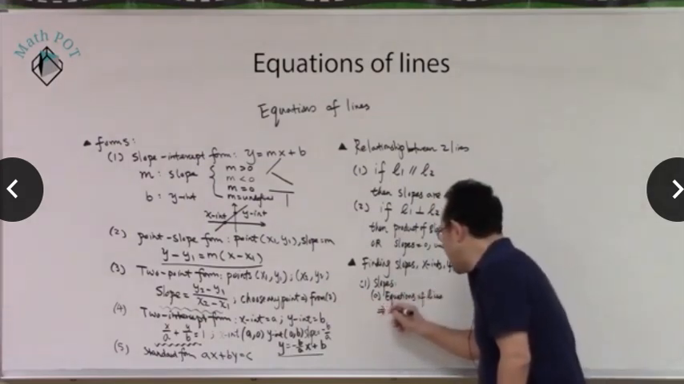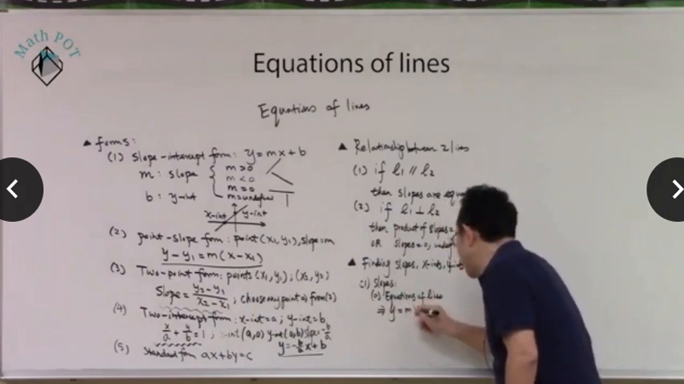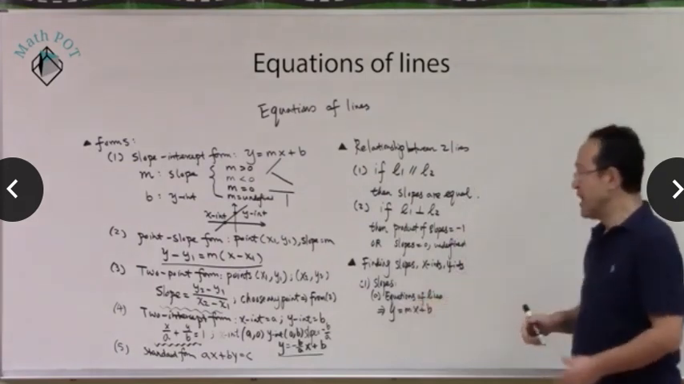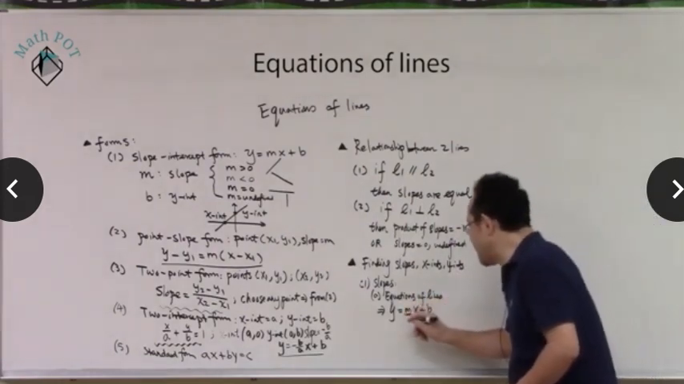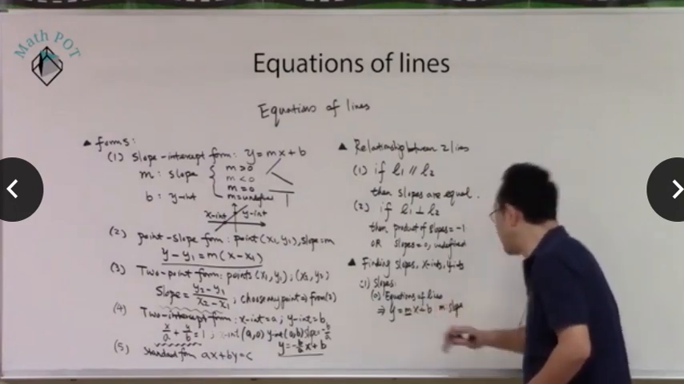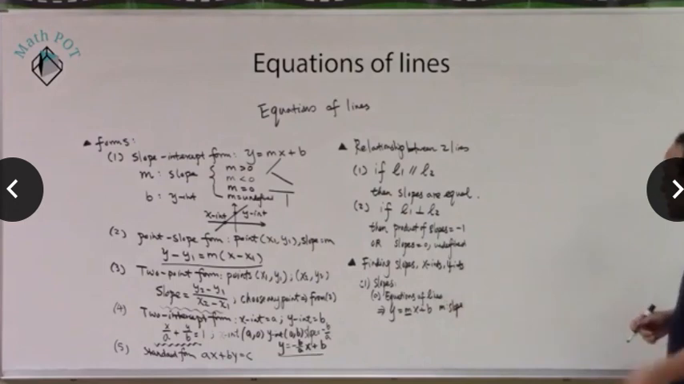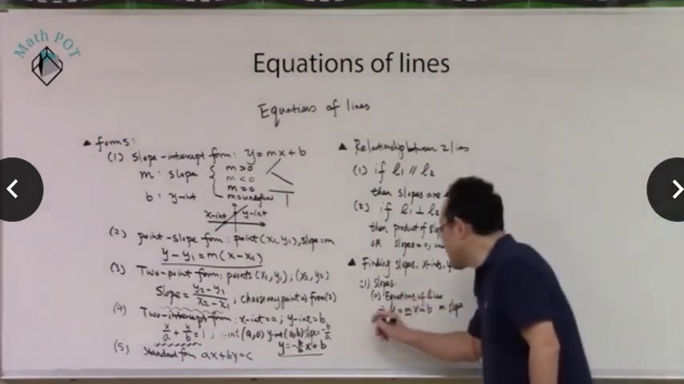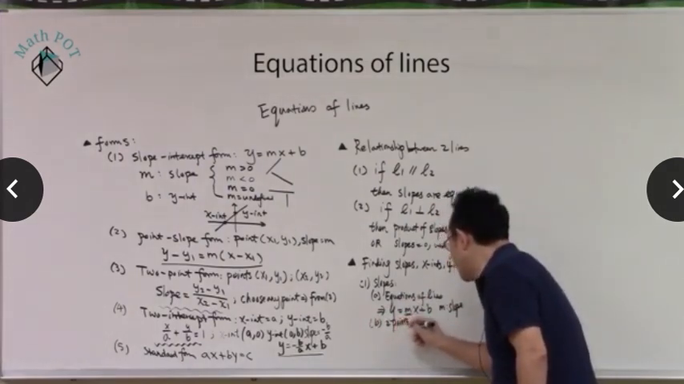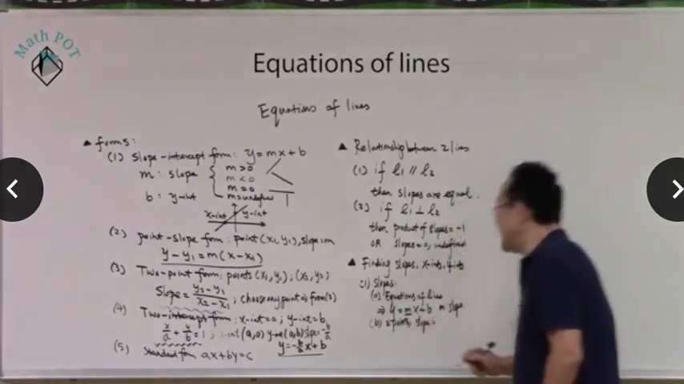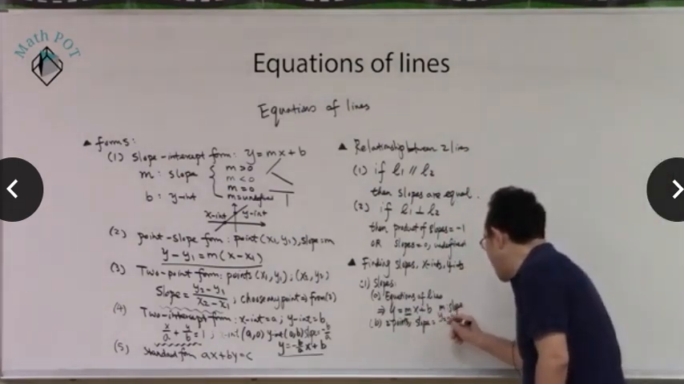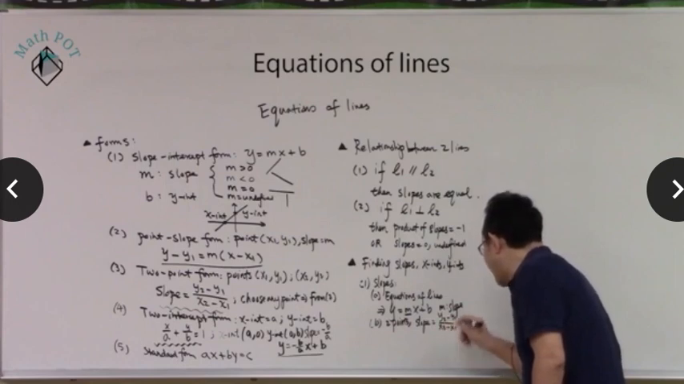Whatever form you start with, always remember to change it to slope-intercept form. It really doesn't matter where you start; you want to go to this form. Of course, the answer is this one: we call m the slope. That's how you figure out the slope from an equation. How about if we start with 2 points? Then the slope is change in y over change in x, which is y2 minus y1 over x2 minus x1.